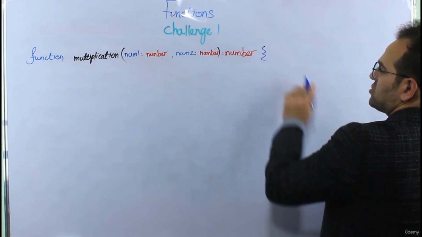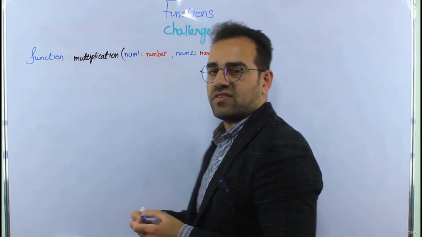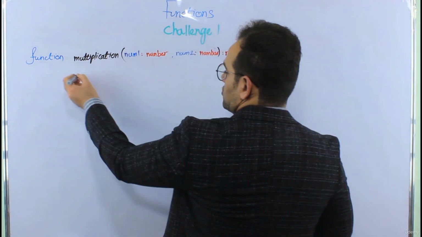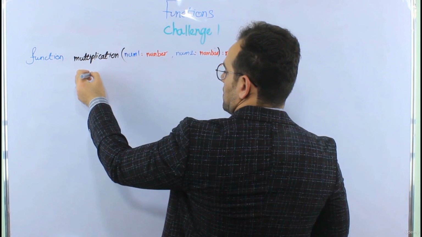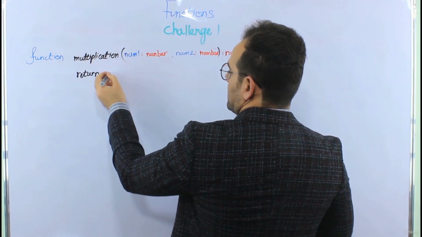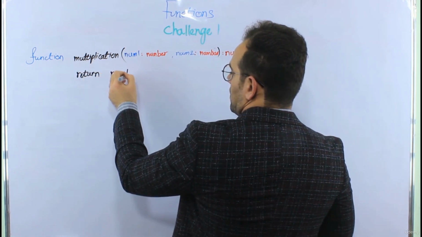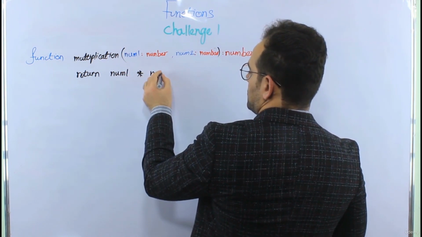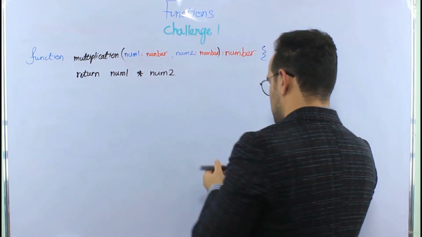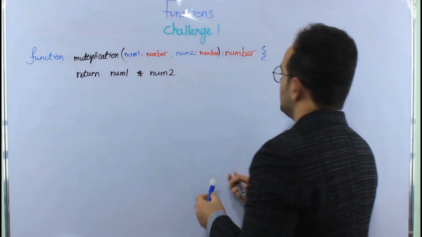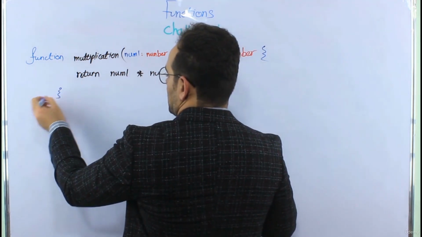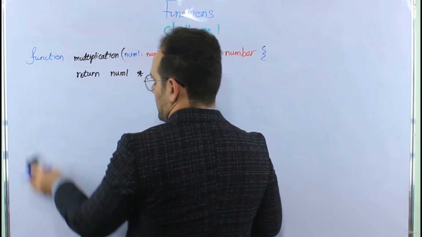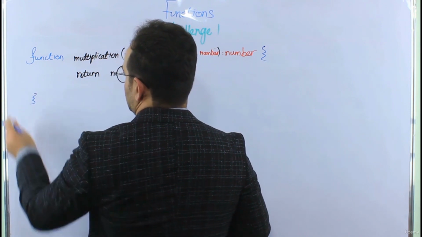Let's open the function right here. Now, what do we want this function to do? We want this to return the multiplication of two numbers. So I'm going to say return num1 times, asterisk, num2. That's it. That's the only thing that we want this function to do. Actually, this has to be right underneath the keyword itself.